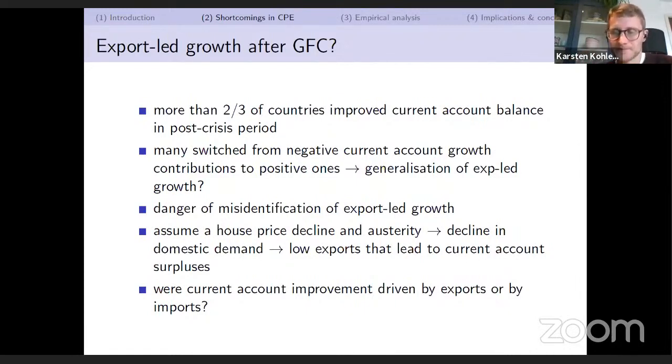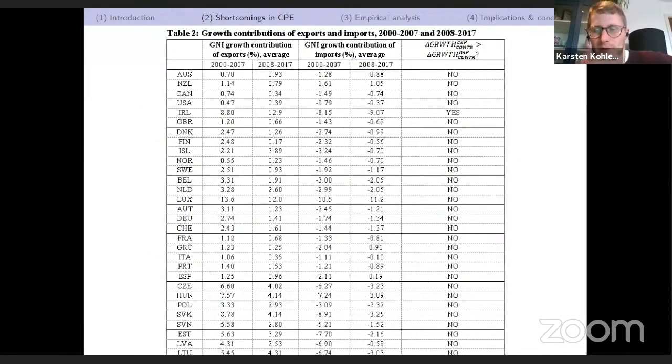But as I said, there are some issues with the use of the growth contributions here, because if you consider a country like Spain, where you arguably had a house price bubble prior to the global financial crisis that then burst with the crisis, you have household deleveraging after the crisis, which is exacerbated through austerity policies. So you see a decline in domestic demand, and that slows down import demand and leads to an improvement in the current account position. And you may conclude that Spain has turned towards a weakly export-led growth model, but it's a bit questionable whether that's an apt categorization of what's going on there.